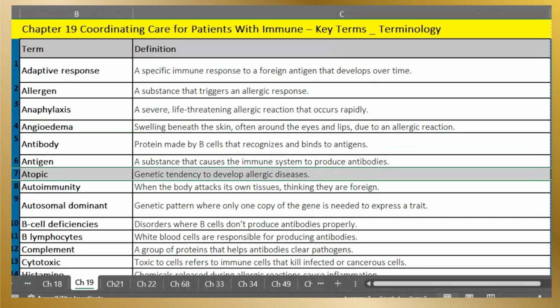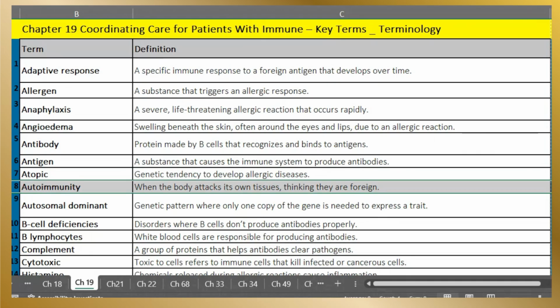Atopic is a genetic tendency to develop allergic diseases. So atopic means allergy prone, like eczema, asthma, hay fever.